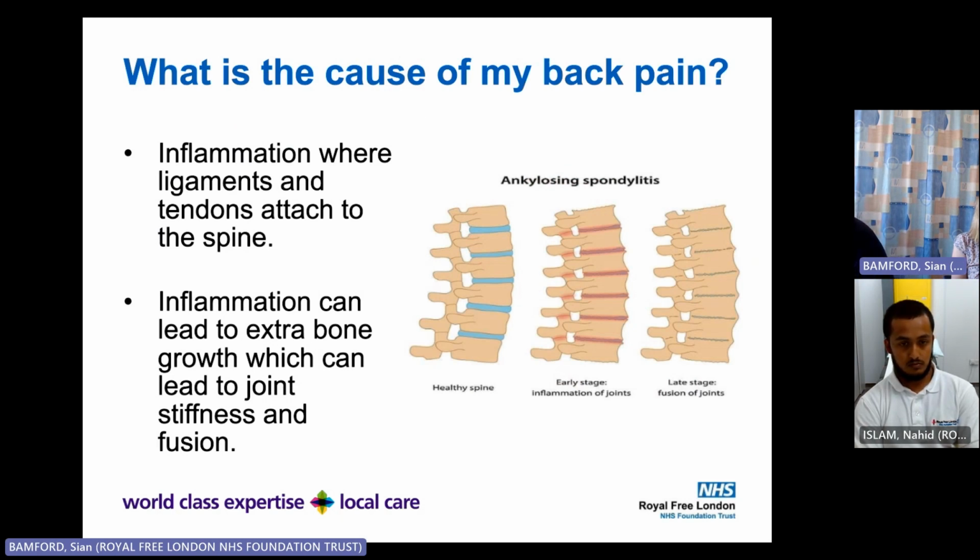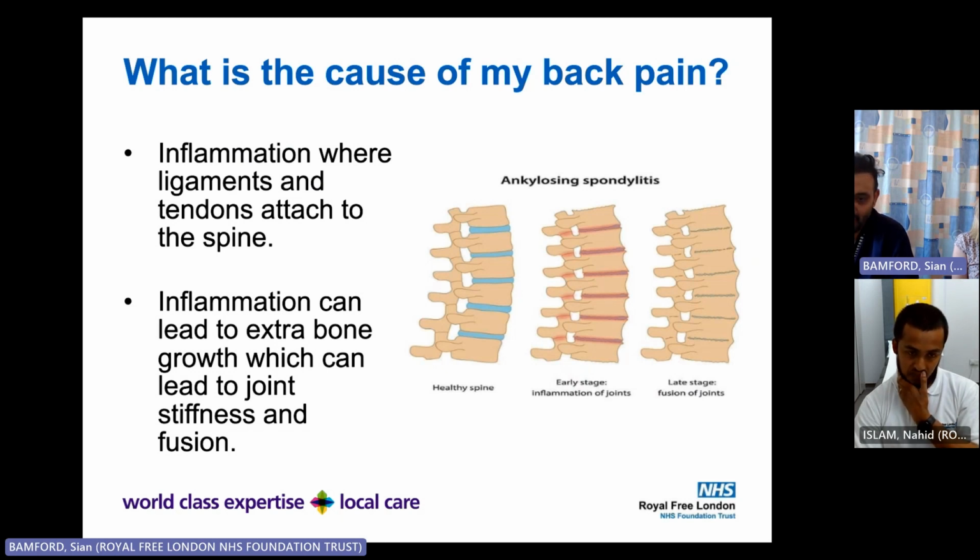So basically, what is the cause of my back pain? I sort of touched on this a bit earlier on. And as I said, I just think it's in a very, very simplistic way to look at it. It's inflammation. And classically, this is inflammation where your ligaments and tendons attach to the spine. So a ligament is like a band that connects one bone to another bone, and a tendon is where a muscle attaches to a bone, and that attachment point can get inflamed.